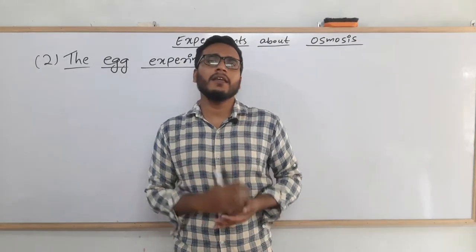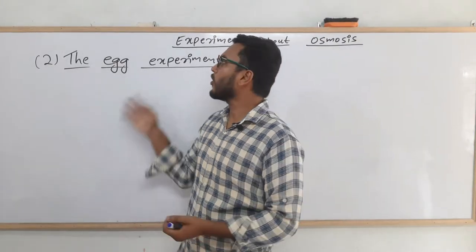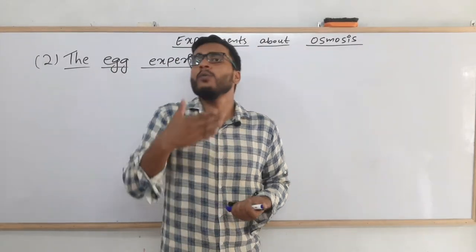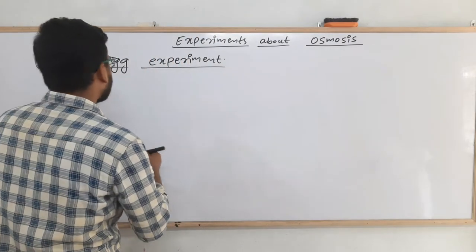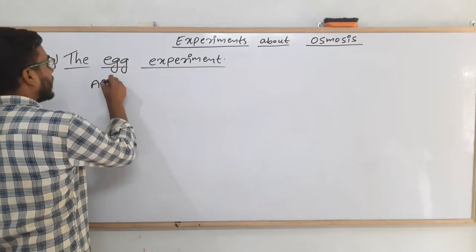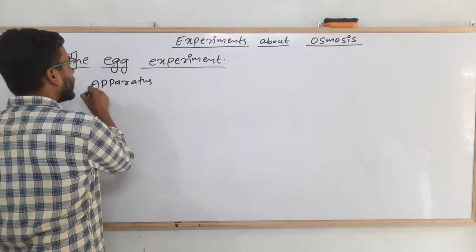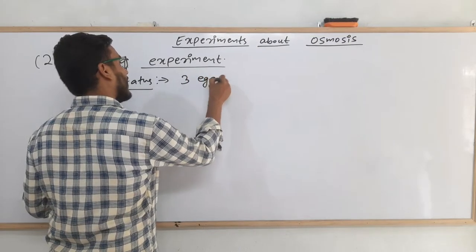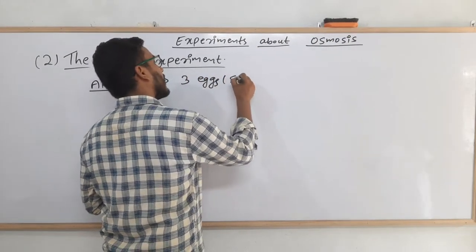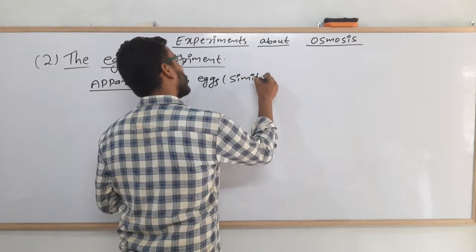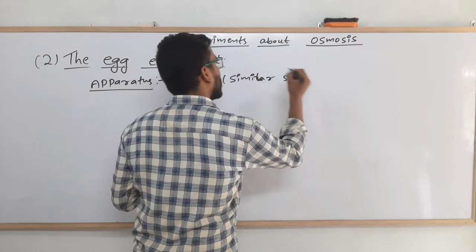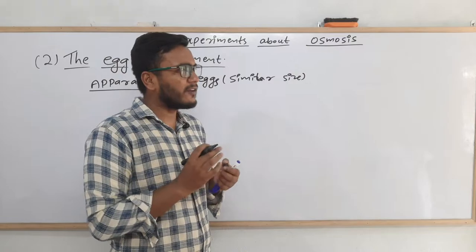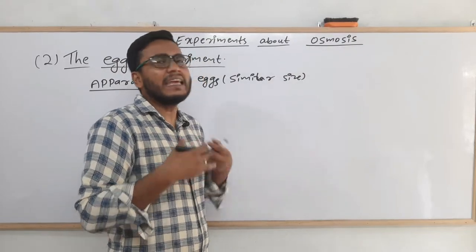The egg experiment is even easier than the pig bladder experiment to show the osmosis phenomenon. As you might have already guessed, as we are talking about the egg experiment, then we will need some eggs, right? So first of all, let me write the apparatus that we need. Apparatus required. First of all, you will need 3 eggs. Eggs of similar size. Don't take one big one, one small one. Take 3 eggs of similar size. They might not be exactly similar, but nearly equal size.